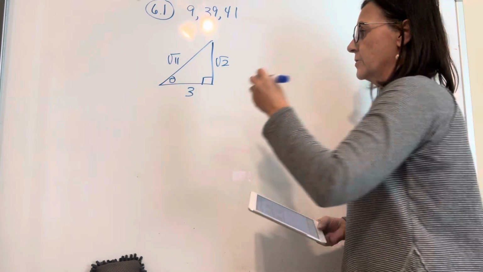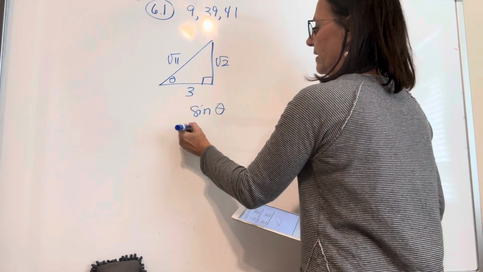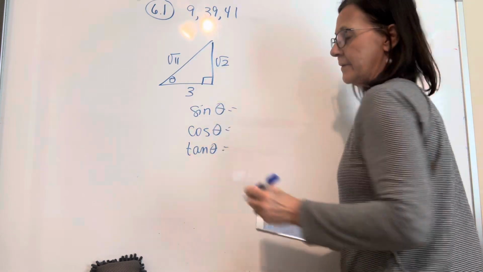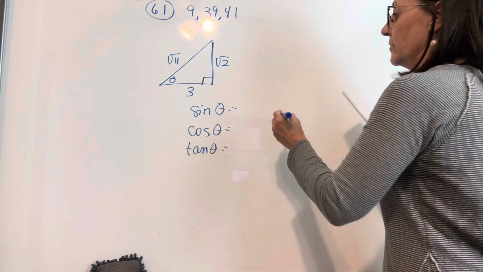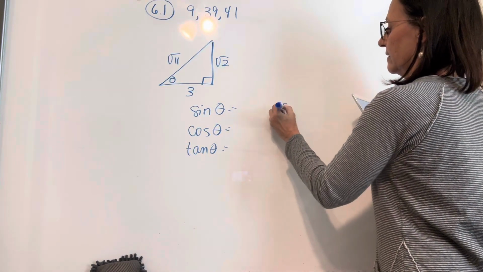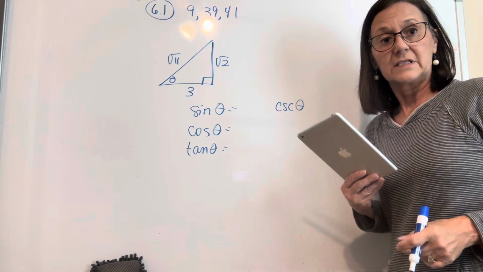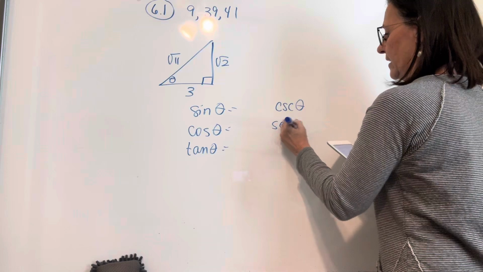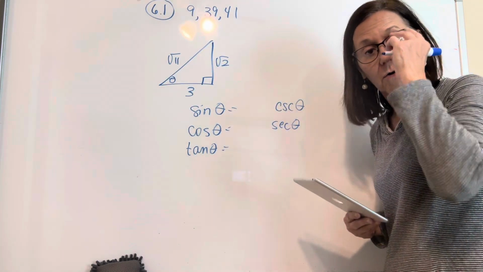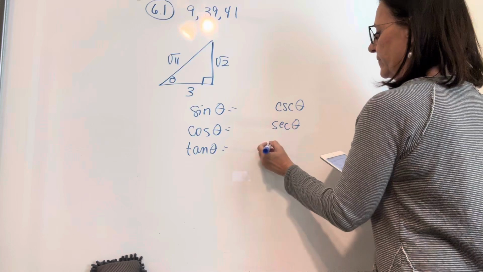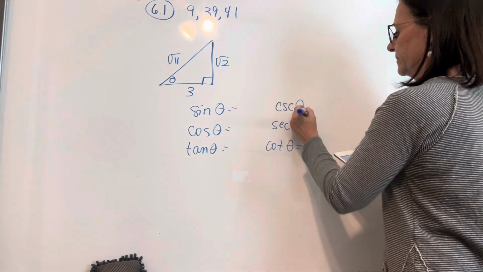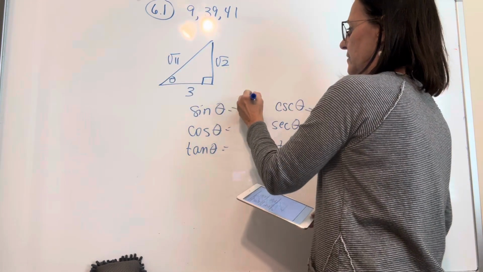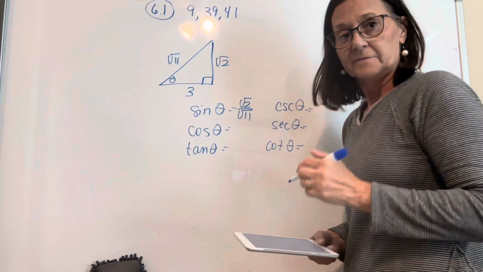All right, the 6 trig ratios are sine of theta, cosine of theta, tan of theta. Those are the first 3. The other ones are the cosecant theta, which is 1 over the sine, or hypotenuse over opposite. The secant of theta, which is 1 over the cosine of theta, or hypotenuse over adjacent, and the cotan of theta. All right, the sine of theta, opposite over hypotenuse, square root of 2 over square root of 11.